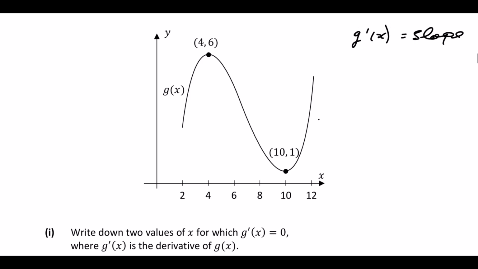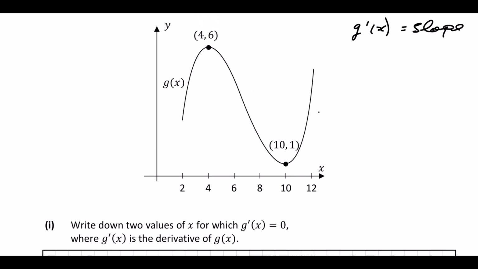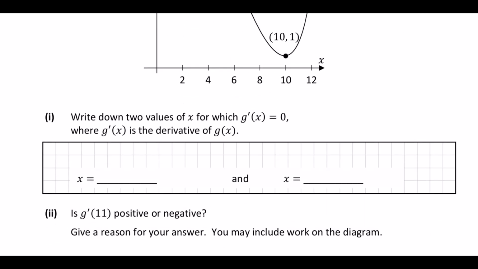Now we want the slope here. If you look at this tangent here and this tangent here, you'll see that they are horizontal lines, so the slopes will be 0. So we want our slopes to be 0 here and here. In other words, it says write down the two values of x for which g prime x, the slope, is 0. So the two values of x are going to be 4 and 10. So x is equal to 4 and x is equal to 10.